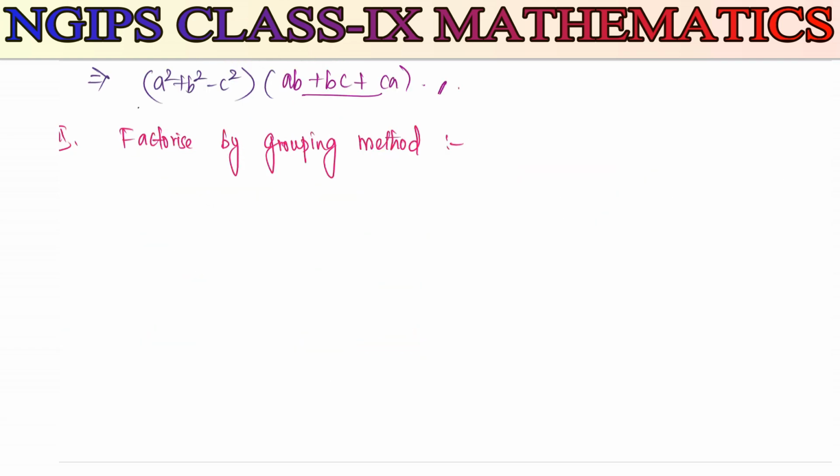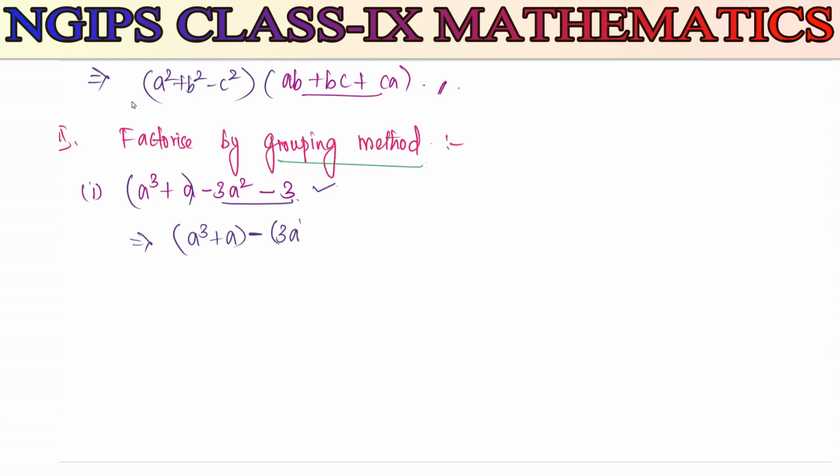Okay, the first sub question we have here: a cube plus a minus 3a square minus 3. In the grouping method, the first step is to form the groups. So first I am going to take the first two terms and the next two terms. So here a cube plus a, whereas in both the other terms we have minus, so I will take a minus. The quotient you have to write with the alternate sign so that you will get here 3a square plus 3. Now the second step, we have to take out common factors from each group.